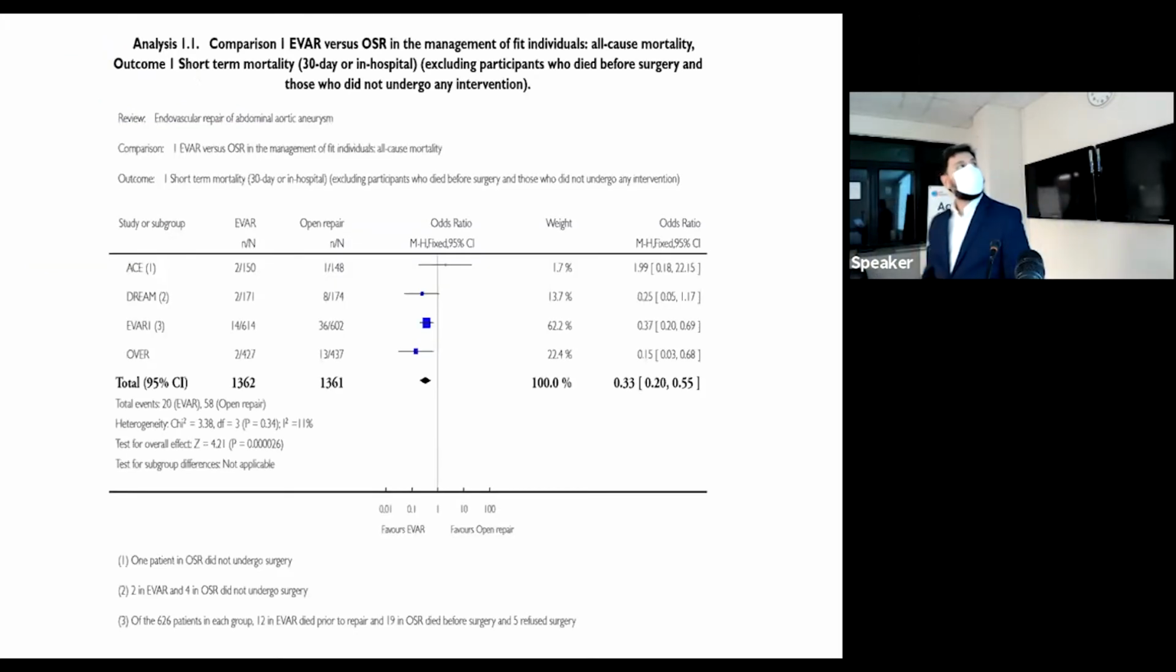And you can see that for short-term mortality within the first 30 days, EVAR seems to have an advantage over open surgical repair. You can see that all of those lines with the confidence intervals are to the left of the null hypothesis, and that's favoring EVAR. At the very bottom of the screen, you can see the left side favors EVAR and the right side favors open repair.